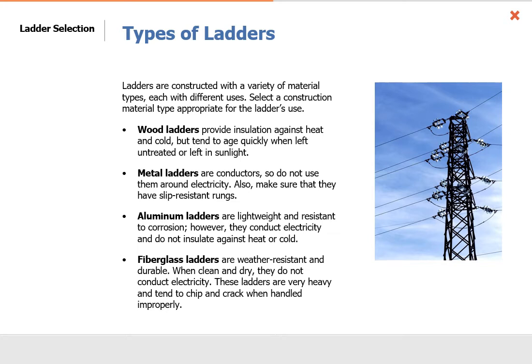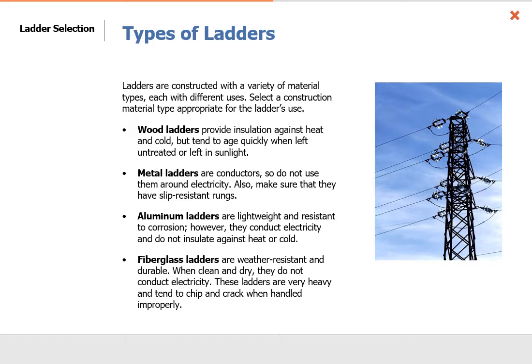Some of the other ladder types are wood ladders, metal, aluminum, and fiberglass. While they all have their pros and cons, to break this down a little further, wood ladders provide insulation against heat and cold, but they tend to age quickly when left untreated or left out in sunlight. Metal ladders are conductors, so we don't want to use them around electricity in any way. Also make sure that they have slip-resistant rungs.